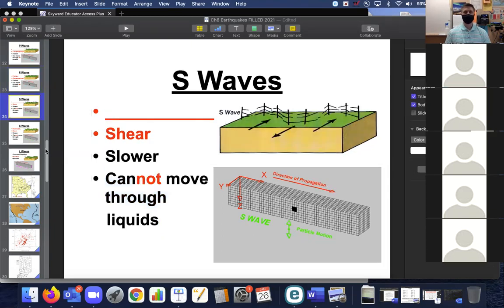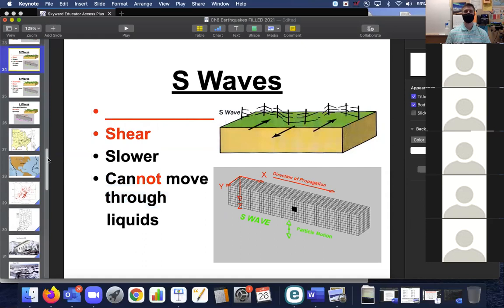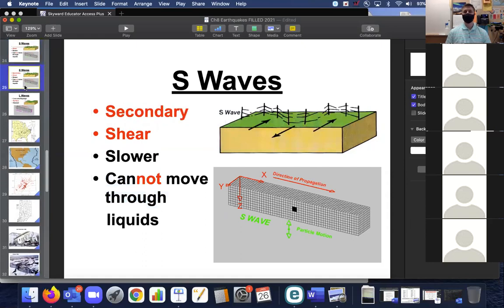The second type of wave, which we call S waves, stands for secondary wave. This is a shearing wave, so this is a side-to-side movement. As it's traveling in one direction, it's moving from side to side. These are slower, so this would be the second type of wave that would arrive. S waves do a lot more damage than the P waves. P waves typically don't do a lot of damage, but the S waves do.